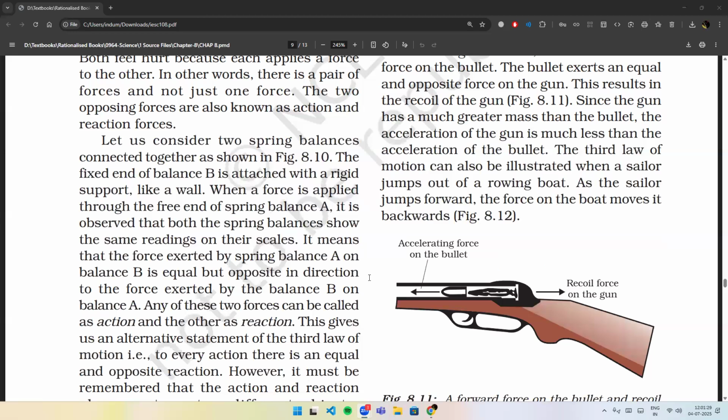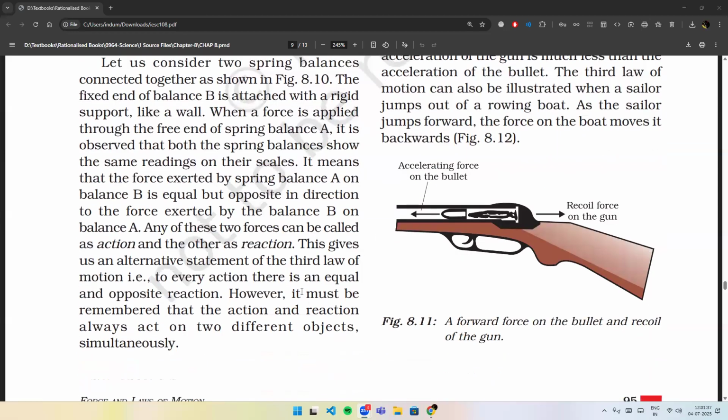Let us consider two spring balances connected together as shown in figure 8.10. The fixed end of the balance B is attached to a rigid support like a wall. When a force is applied through the free end of the spring balance A, it is observed that both the spring balances show the same readings on their scales. It means that the force exerted by spring balance A on balance B is equal but opposite in direction to the force exerted by balance B on balance A. Either of these two forces can be called the action and the other the reaction.